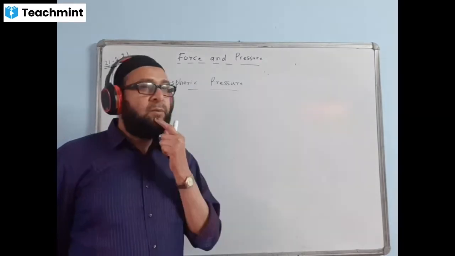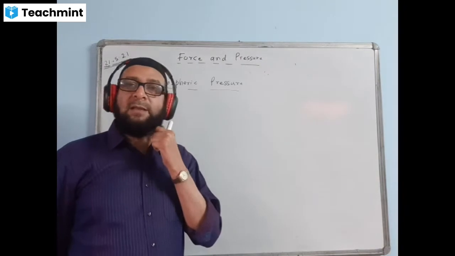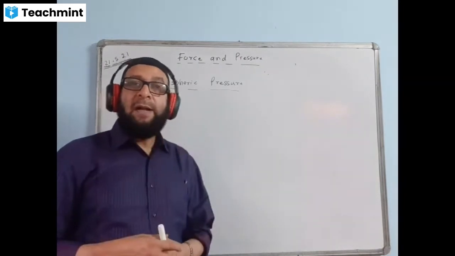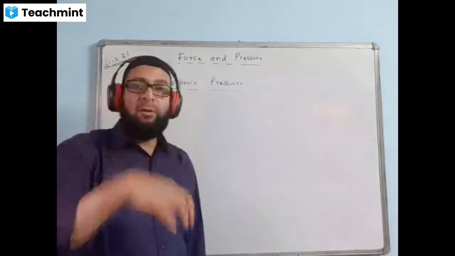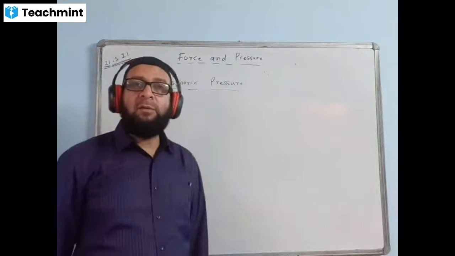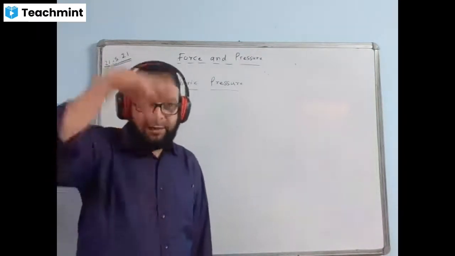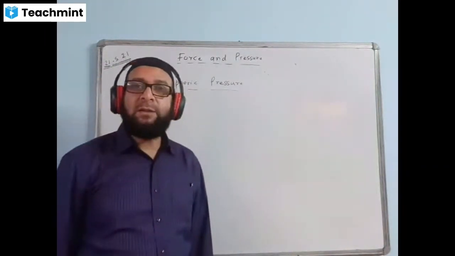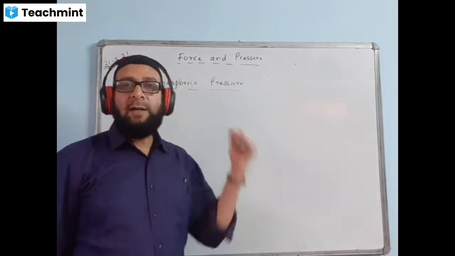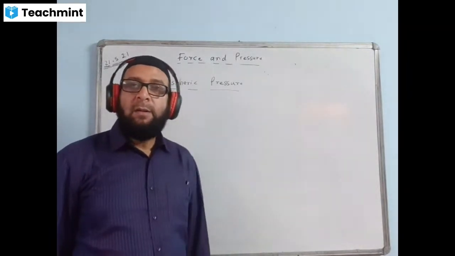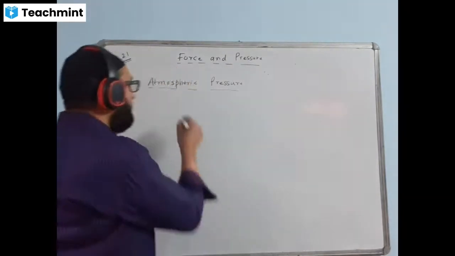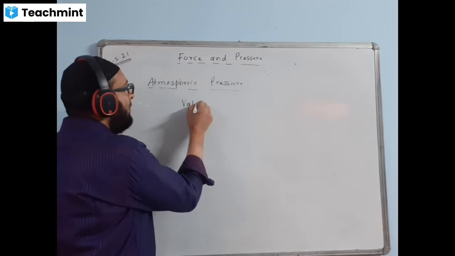Yeah. And the atmosphere is made up of gases, and the gases also have weight. And due to weight, they exert pressure on the surface of the earth. On every article on the surface of the earth, they exert pressure due to their weight. And the pressure exerted by atmosphere is called atmospheric pressure. Do you know what is the value of atmospheric pressure? Tell me if anybody knows.